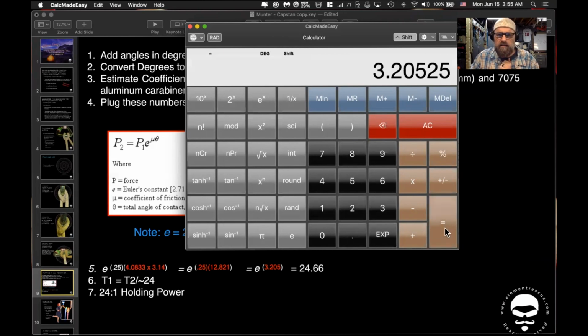All right. So 3.20525. We round that last part off and we just go with 3.205. That is our exponent. And now we just have to put that into the Euler's constant. All we have to do is come up here to where that E with the X exponent is and hit it.